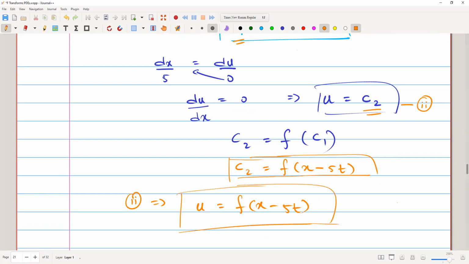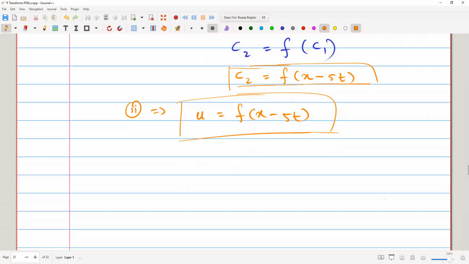So we get the solution in the form of a function, but now we will use the initial condition to get its particular solution. So we know that the initial condition, that is u(x, 0), is equal to e to the power negative x squared. So what we need to plug in is, for u, e to the power negative x squared equals a function of x as it is, because this x stays as it is, and for t we plug in 0, so it's minus 0. So f of x equals e to the power negative x squared.